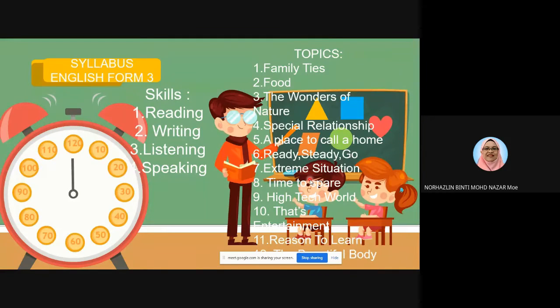Unit 8, time to spare. Time to spare means talking about your free time activities. Like now during this MCO, what are your favorite activities at home? Of course, early in the morning, you'll be having online classes with most of the subject teachers. What else can we do? Because it's a new norm.